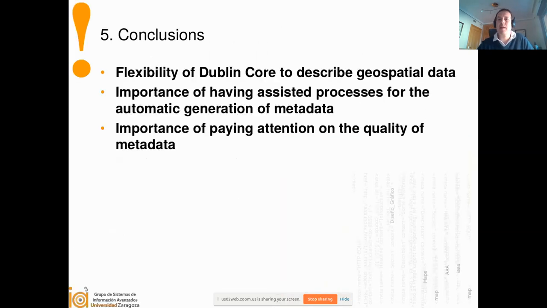Okay, so I just finished now. Sorry for my delay. As a conclusion, we consider that the Dublin Core is flexible enough to describe geospatial data. With our experience in the last 20 years, we have noticed the importance of having assisted processes for the automatic generation of metadata. And we also consider that we must pay attention to the quality of this metadata to be really useful. Okay, so thank you very much. And that's all from my part.